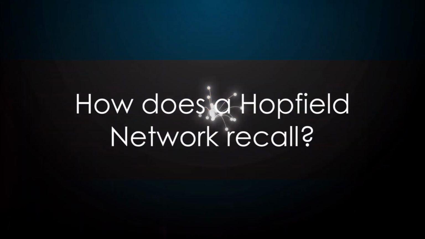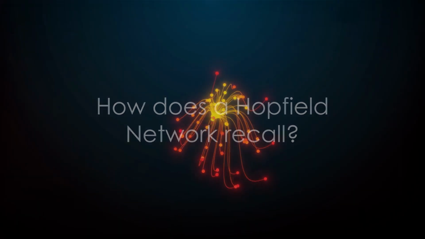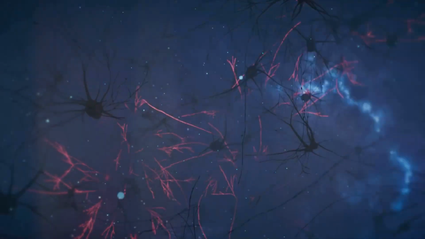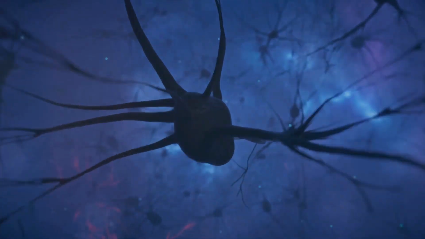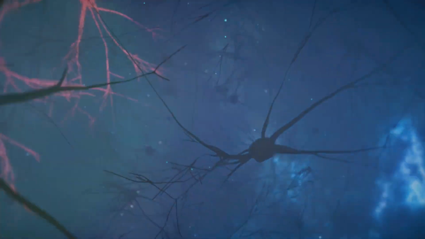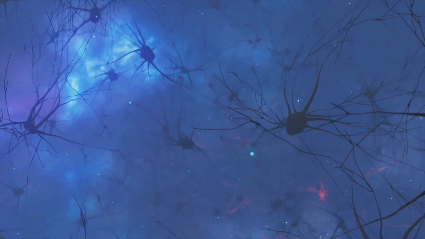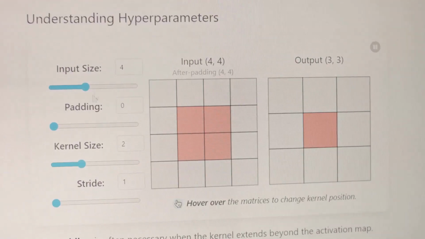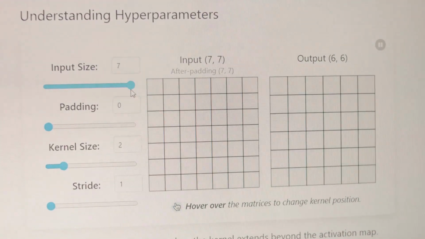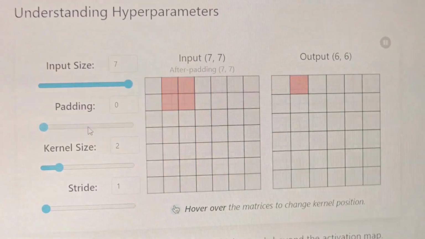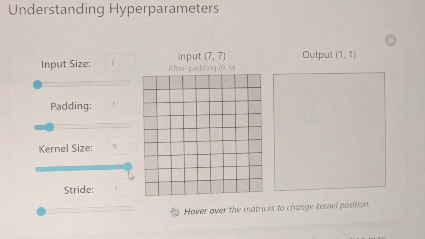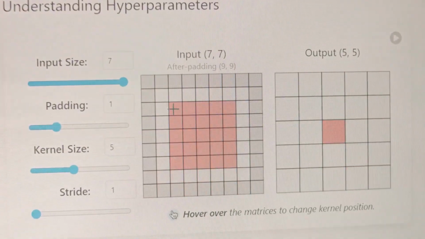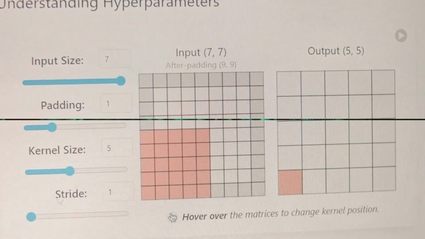So we've trained our network, but how does it recall a pattern? Suppose we give it a partial or noisy pattern, A on, B off, C off. The network updates each neuron based on the sum of the weights of its connections multiplied by their states. If the sum is positive, the neuron turns on. If it's negative, it turns off. Applying this rule to our example, we find that neuron A stays on, neuron B turns on, and neuron C stays off. The network has successfully recalled the first pattern from a distorted input.